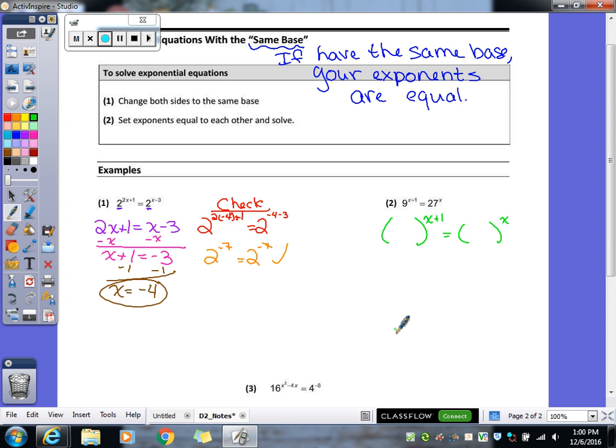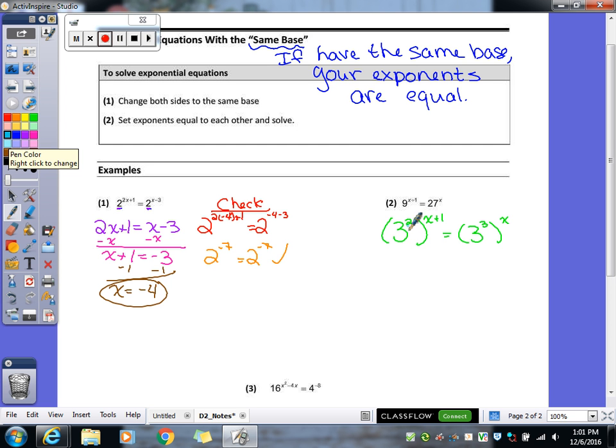9, I know we can rewrite it as 3 squared. So instead of 9, I have 3 squared, and it's still got that exponent of x plus 1 out there. Can I rewrite 27 as 3 to a power? Yeah, 3 to what power? 3 to the third is our 27, and that's still got that x on the outside there.